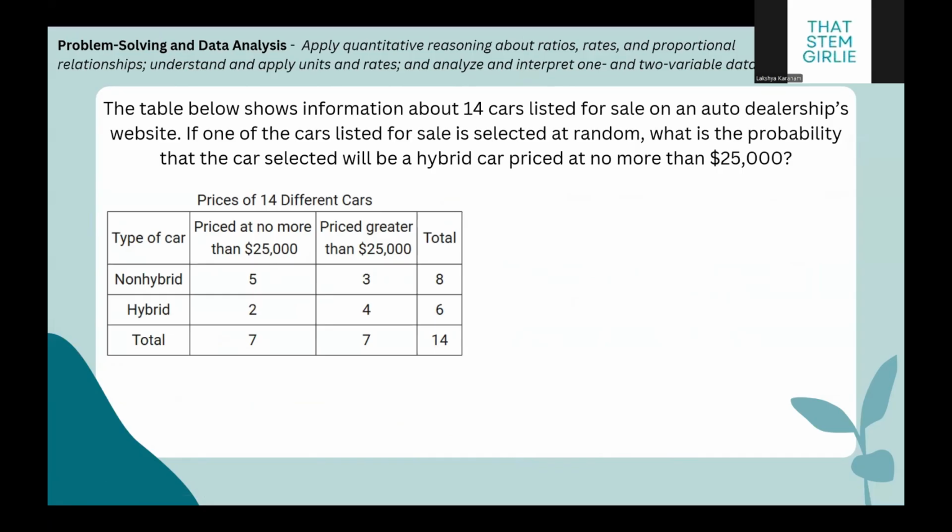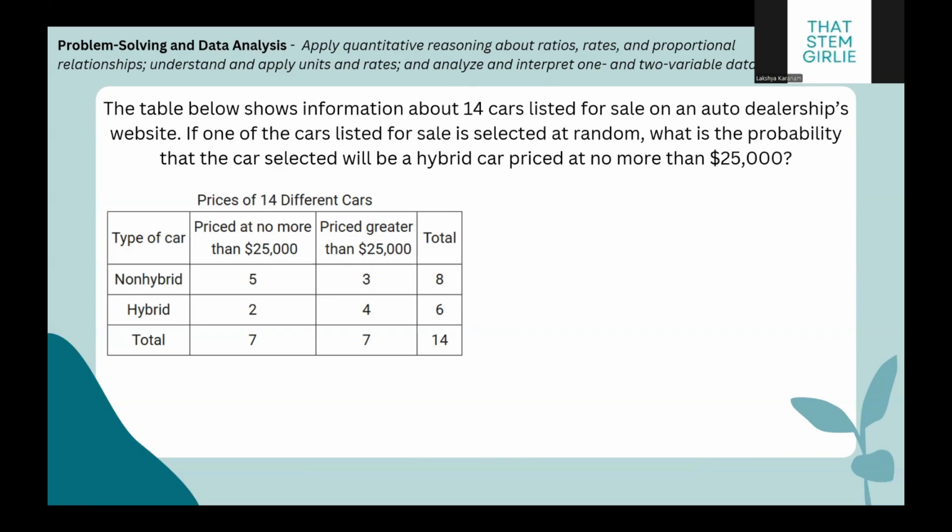Alrighty, so for problem number 1, it says the table below shows information about the 14 cars listed for sale on an auto dealership's website. If one of the cars listed for sale is selected at random, what is the probability that the car selected will be a hybrid car priced at no more than $25,000?